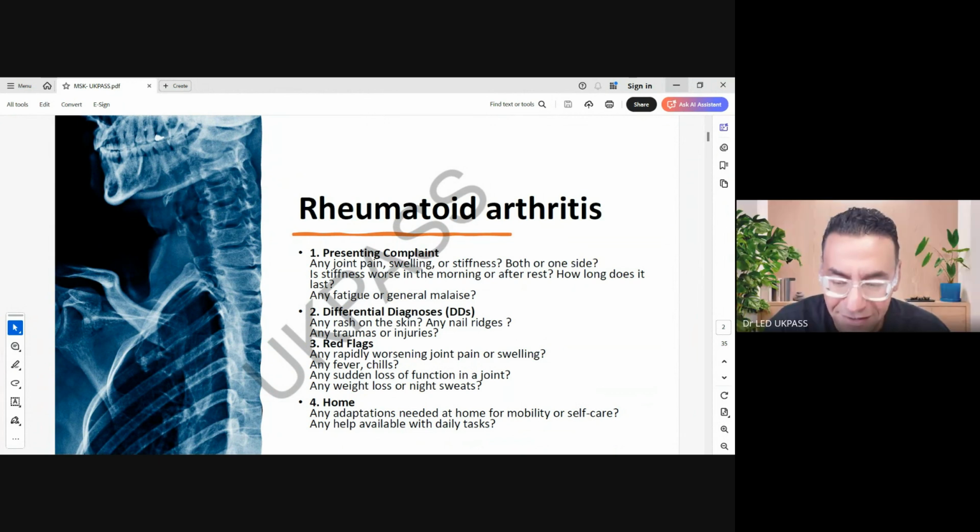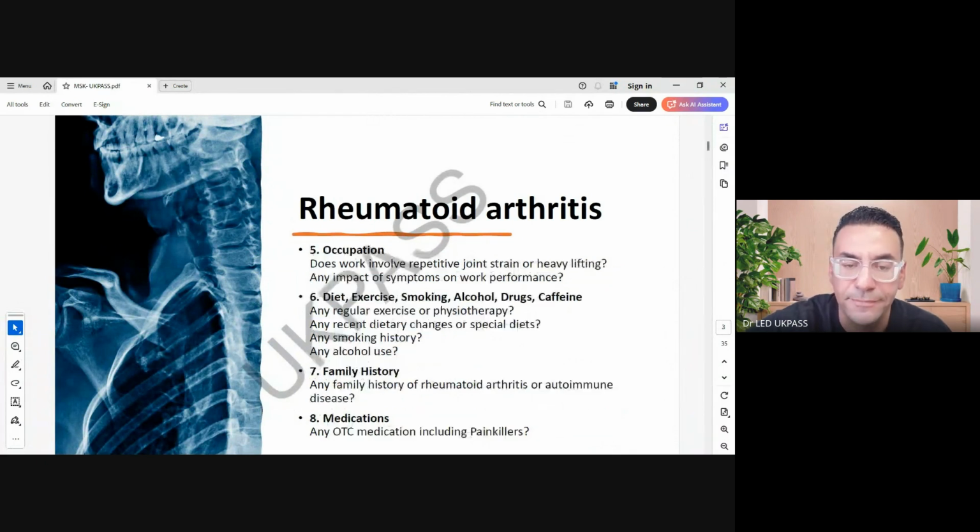Malignancy, cancer. Yes, thank you so much. Home: any adaptation needed at home for mobility or self-care for patients with rheumatoid arthritis? Any help available with your daily tasks or home situation? How about home situation? This is very important.